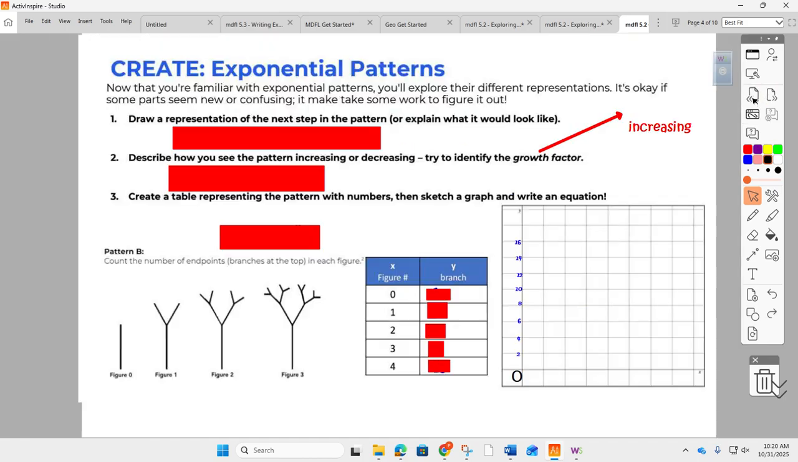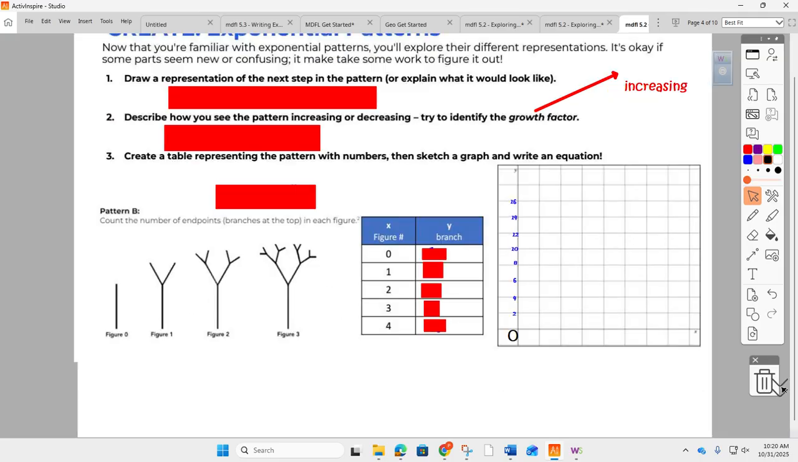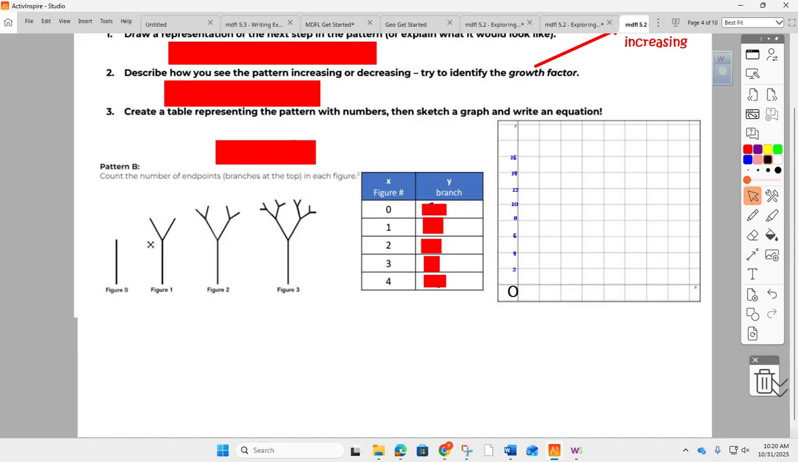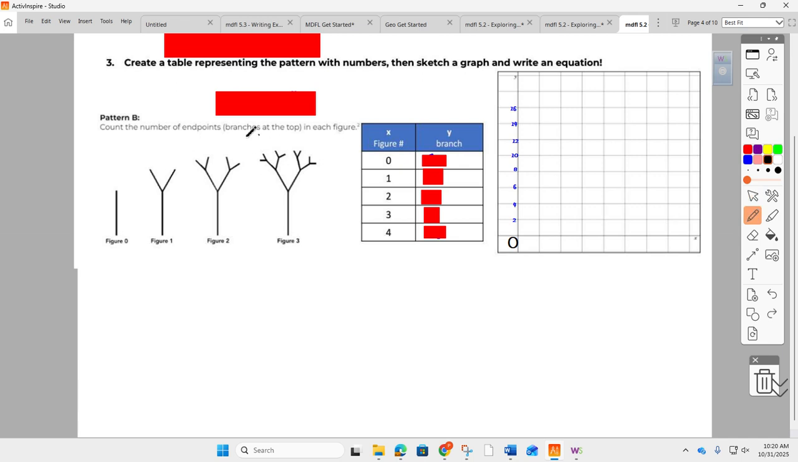All right. I'm going to look at this diagram at the bottom. Count the number of endpoints, or the branches at the top in each figure. So that confused me. Endpoints, I get. Branches at the top, there's no branch here. But there is an endpoint here, right? There's one endpoint there. So the points on the outside are the endpoints. So there's 1 here, there's 2 here.